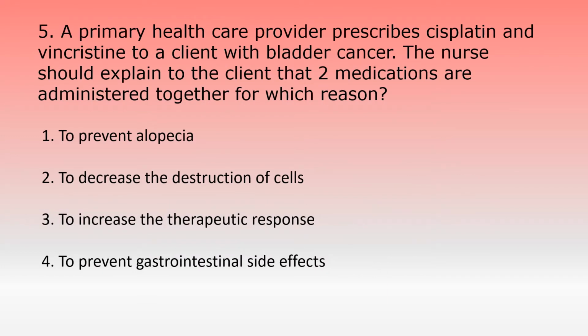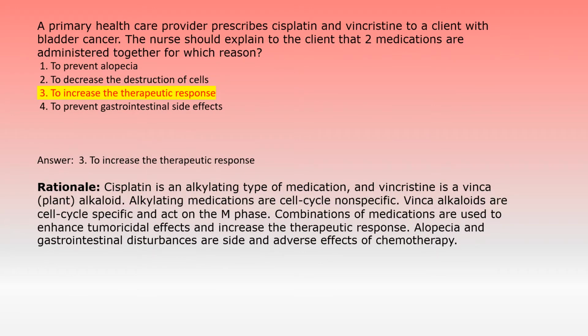A primary healthcare provider prescribes cisplatin and vincristine to a client with bladder cancer. The nurse should explain to the client that two medications are administered together for which reason? 1. To prevent alopecia. 2. To decrease the destruction of cells. 3. To increase the therapeutic response. 4. To prevent gastrointestinal side effects. Answer 3. To increase the therapeutic response.